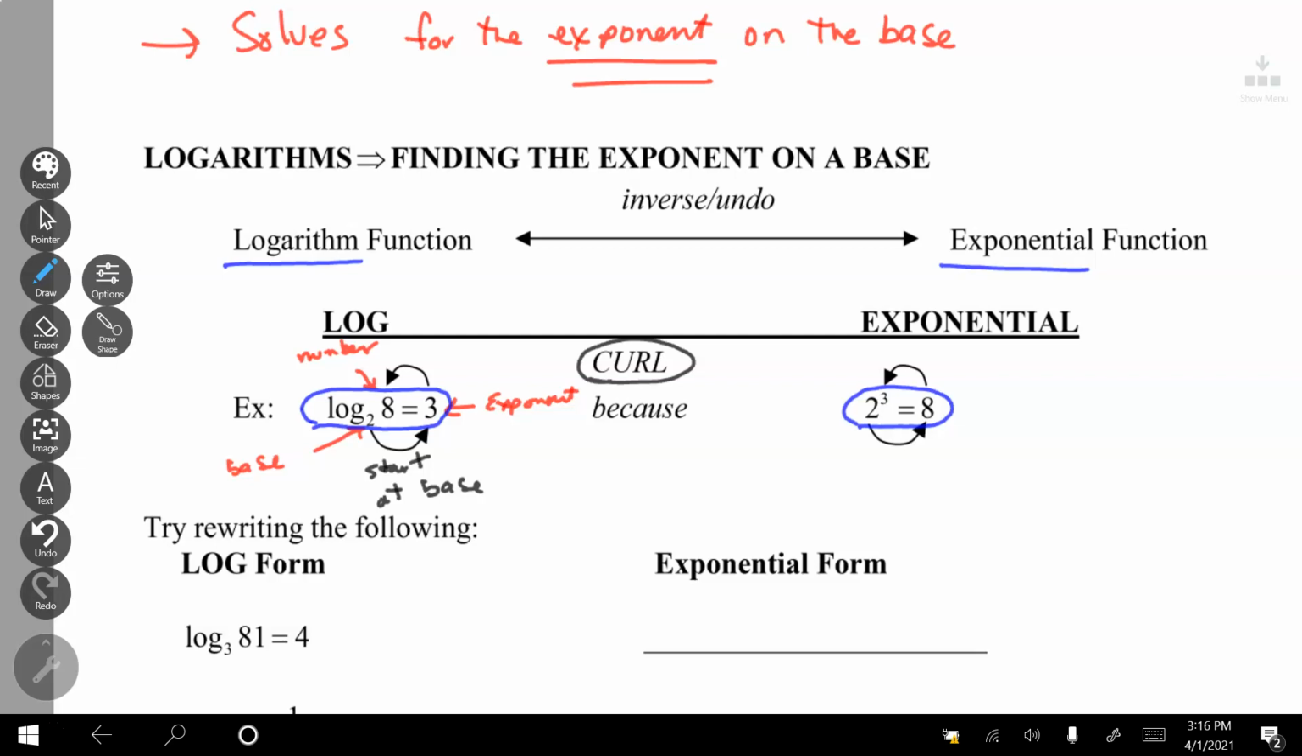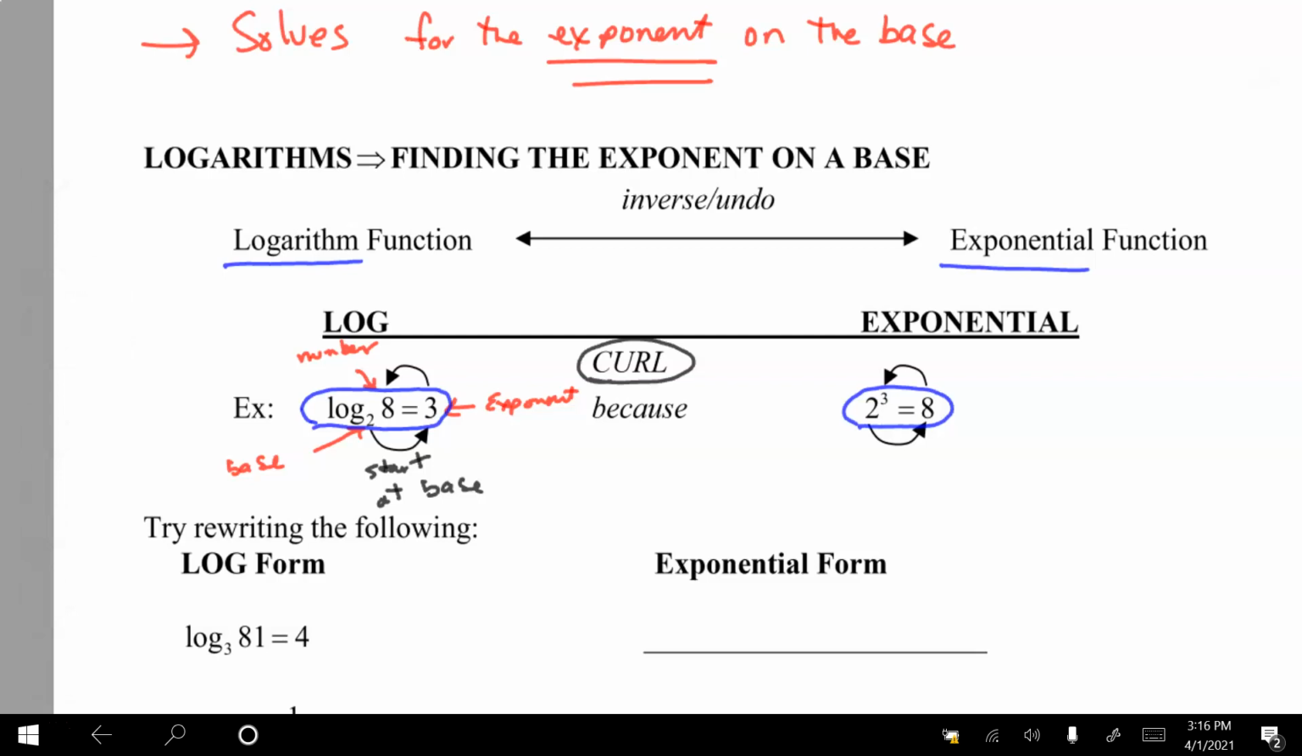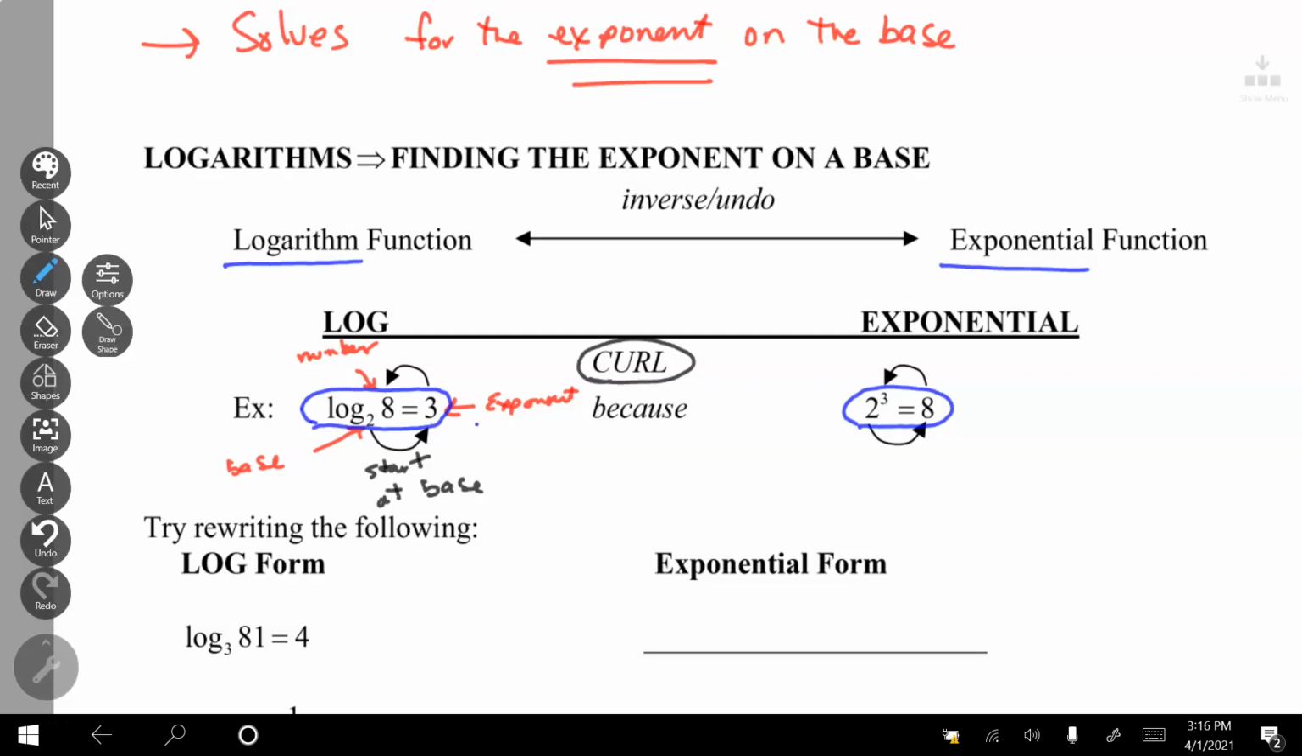Obviously the one with the logarithm in it is the log form, and the one with the base raised to the third is the exponential form. So in other words, log base 2 of 8 is equal to 3 because 3 is the exponent on the base 2 that gives you 8 as a result. I call this method the curl. I start at the base, I curl to the other side, and I curl back.